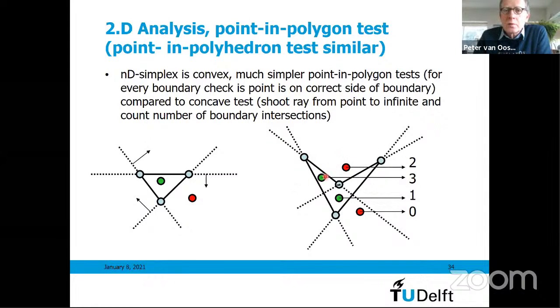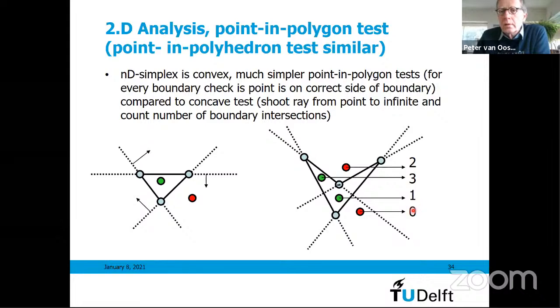The test does not apply if it would be a concave object. So in computer graphics, algorithms have been invented, and what they now do is shoot a ray from the point to infinity, and it can be in any direction. So here it is to the right-hand side, and they count the number of intersections with edges.